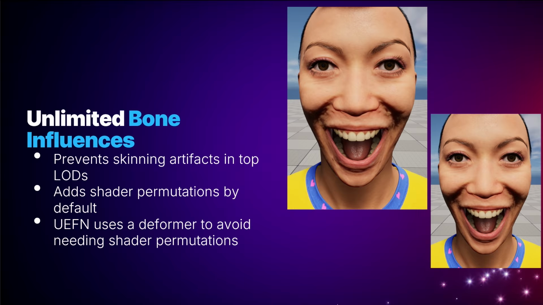But if you do turn down the amount from unlimited to say 12, for example, you might see some issues occur with the skinning on the face. So something to be on the lookout for. You may not want to use it for your hero characters if they're getting up close to the camera.